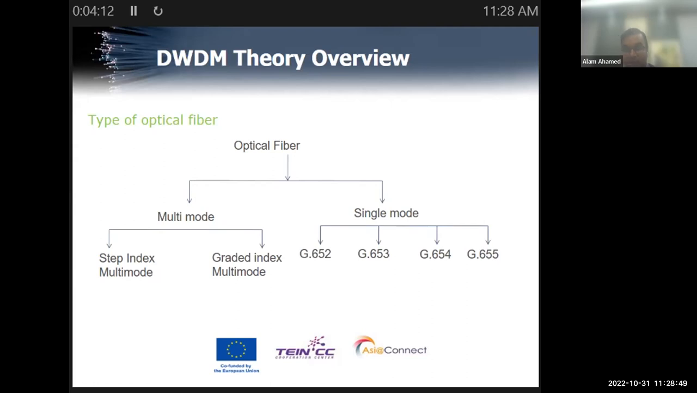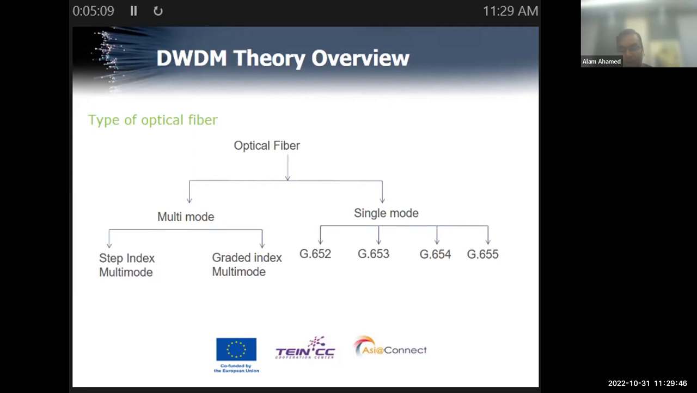G653 fiber is called dispersion shifted fiber, or 1550 nanometer property optimal fiber, by designing the refractive index cross section. The zero dispersion point of this kind of fiber is shifted to the 1550 nanometer window to match the minimum attenuation window. The minimum attenuation region of G653 is 1550 nanometer. This makes it possible to implement ultra high speed and ultra long distance optical transmission.